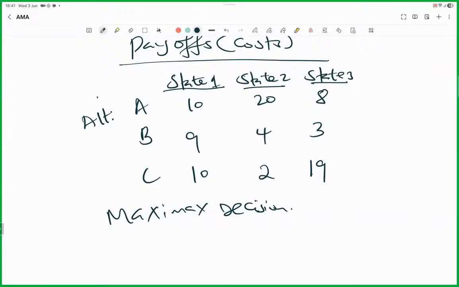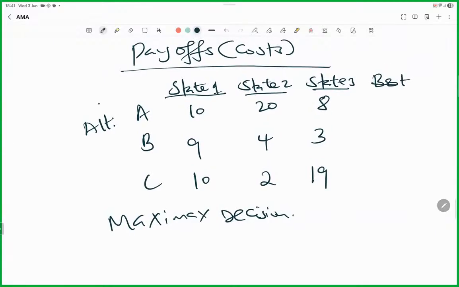Let's see. You see, with cost, what do we normally do with the cost? We minimize them, isn't it? So when we say maxi, it is best of what here, somebody? Best of best, isn't it? So in terms of cost, which one is the very best here for A? See the cost. Does the best cost become highest or lowest? Lowest.